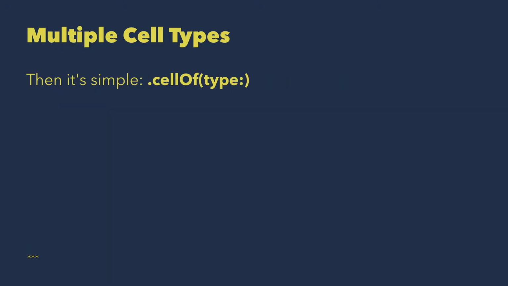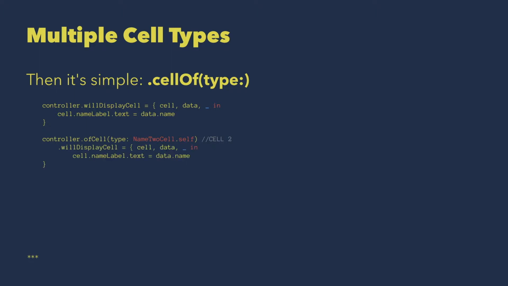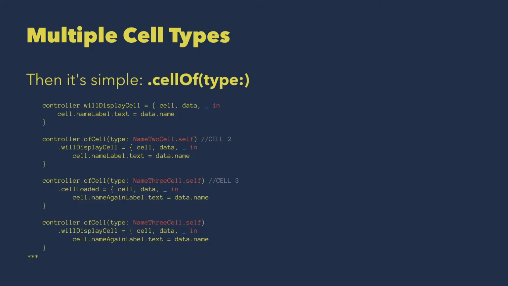And then it's simply a matter of using this function, cellOfType. This is the same code as before, controller dot willDisplayCell for the first cell. And then for the second cell, we just call on the controller dot ofCell and our new type. And then on that, we can do dot willDisplayCell and implement it for that cell. And then we can do it for a third cell type also, or as many as we want. We can do the same cell type again and call a different closure on it.